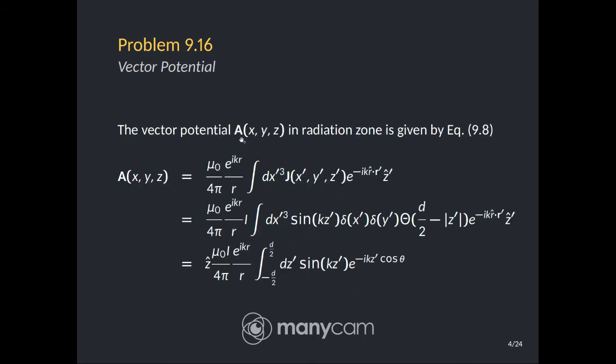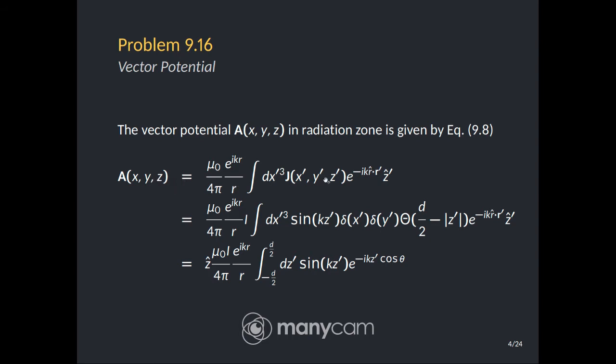The vector potential A in the radiation zone is given by equation 9.8. A is equal to mu naught divided by 4 pi times exponential ikr divided by r, times the integral of the current density times exponential minus ik r hat dot r prime, over the z prime direction, where the prime is the source coordinate and the unprimed symbol is the observation coordinate.